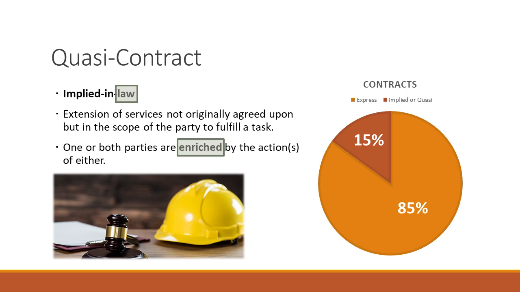And this quasi-contract comes up on a rare occasion, but it may be because there was an express agreement and somebody got something more. Or there may be some relationship where, again, one party benefited from the services or work of the second party. And so the beneficiary of those services is unjustly enriched if they don't pay for it.